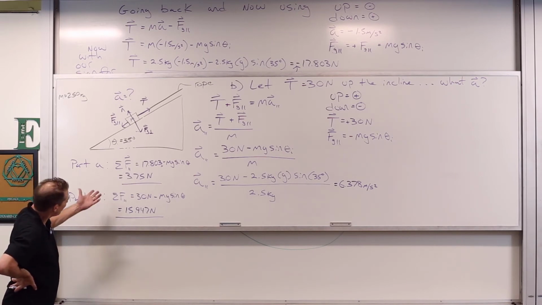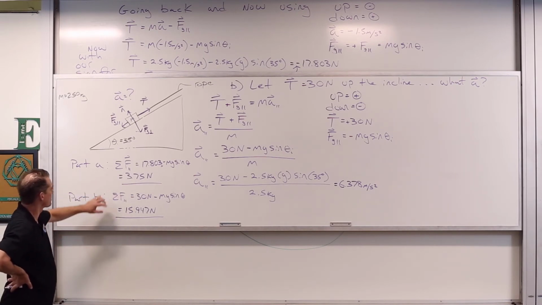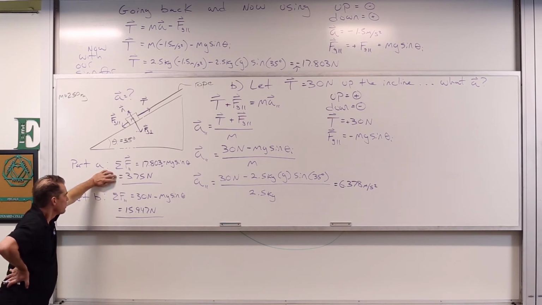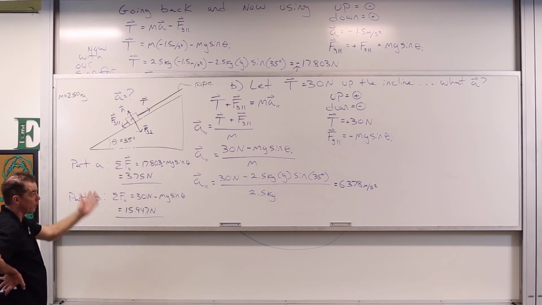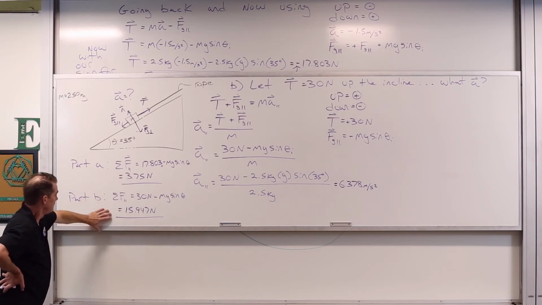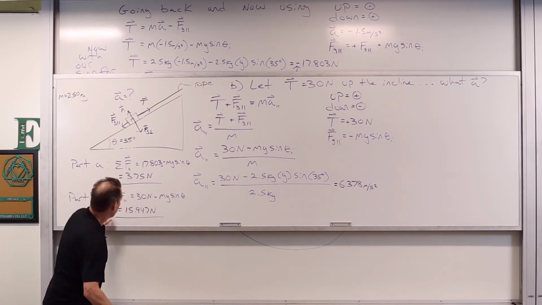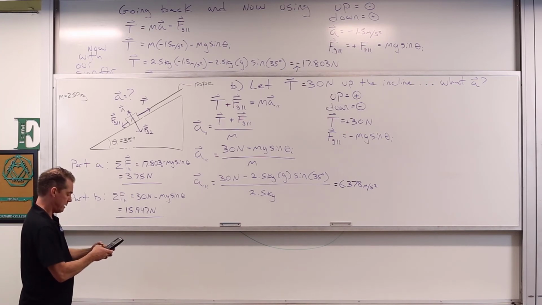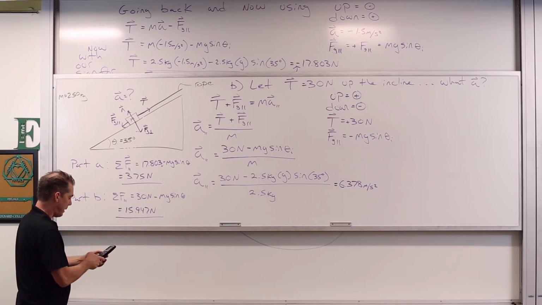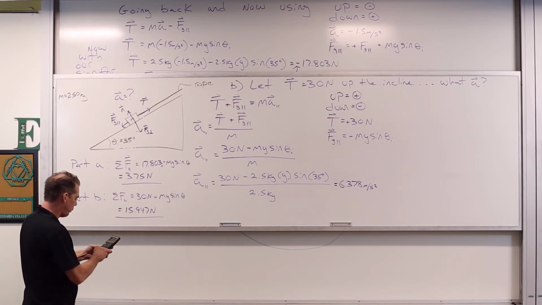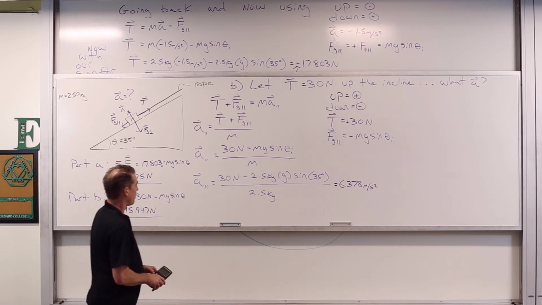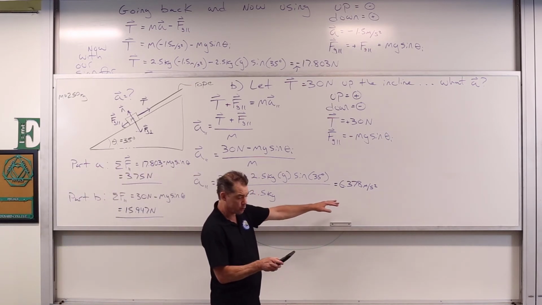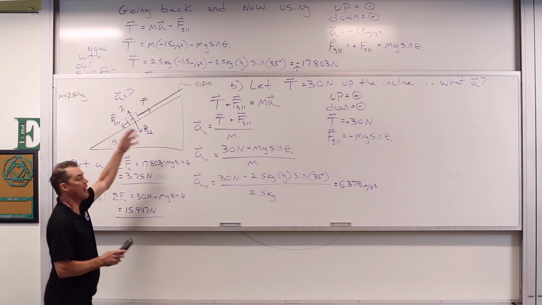This is almost in between 4 and 5 times greater than this. So the acceleration between part A and part B should be somewhere between 4 and 5 times greater for part B relative to part A. Well, if we went ahead and did 6.378 and divided that by 1.5, we get about 4.252. That means the acceleration for part B was 4.252 times greater than that for part A.